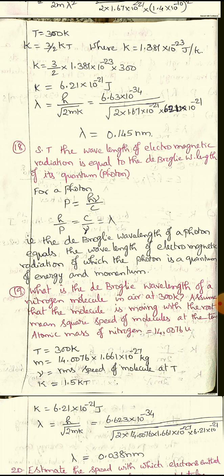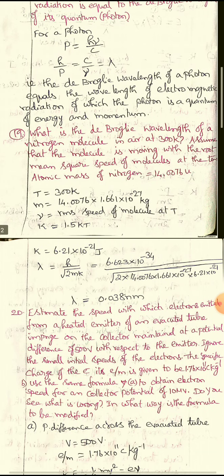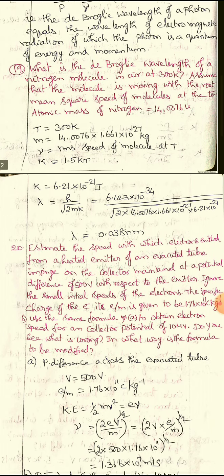Quantum of energy and momentum. So this is about the 18th sum. Then we can go for the 19th sum. What is the de Broglie wavelength of nitrogen molecule in air at 300 Kelvin? Assume that the molecule is moving with the root mean square speed of molecules.